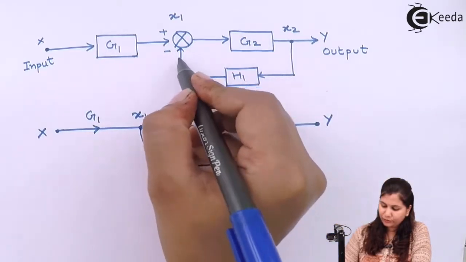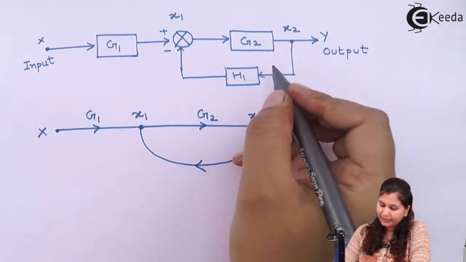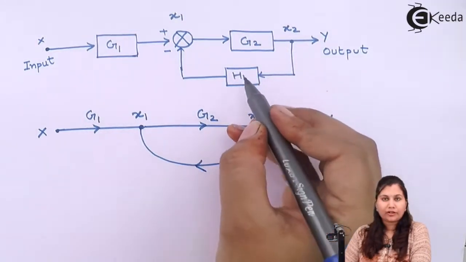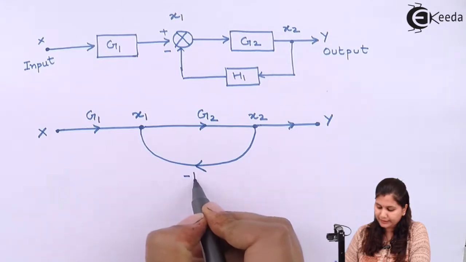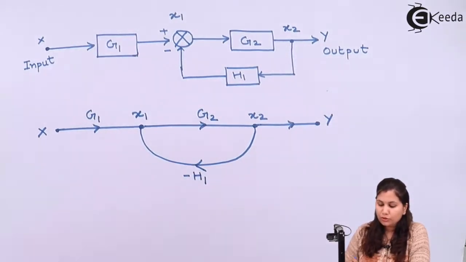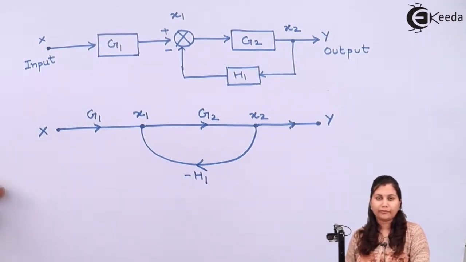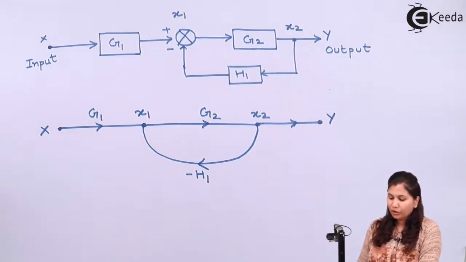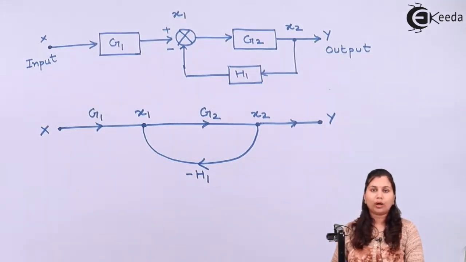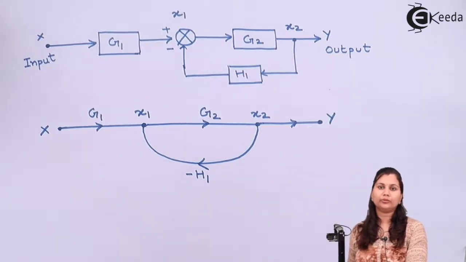The direction of the arrow is in this direction. So we will draw the arrow, and then we will write the transmittance of this block with the sign on this arrow, that is minus H1. So in this way we can convert a block diagram into a signal flow graph, step by step following the steps we have discussed earlier. So this was the procedure for converting a block diagram into a signal flow graph. Now let's see the procedure for converting a signal flow graph into a block diagram.